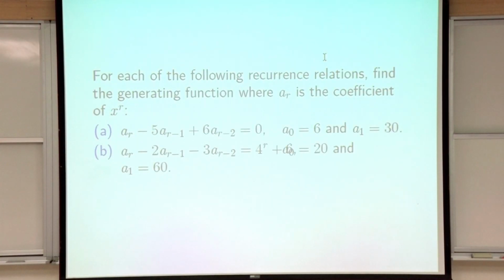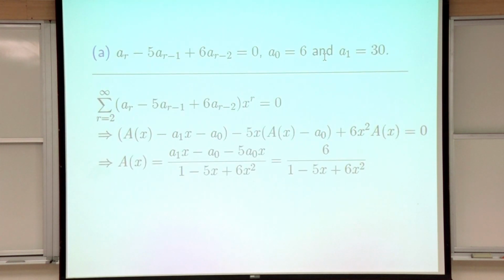And for question 3, for each of the following recurrence relations, find the generating function where a_r is the coefficient of x to the power r. So this is also the type of thing we practiced in class. For part A, we sum from r equal to 2 to infinity and multiply the whole equation by x to the power r. So we get the summation of a_r x^r starting from r equal to 2, which equals A(x) minus a_1 x minus a_0.